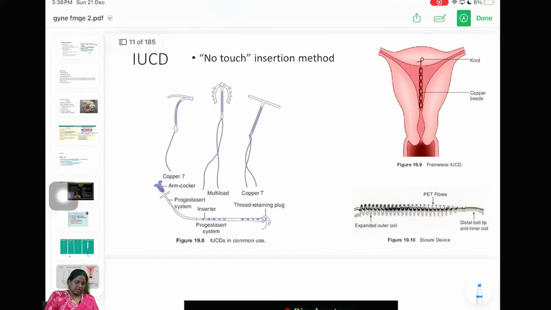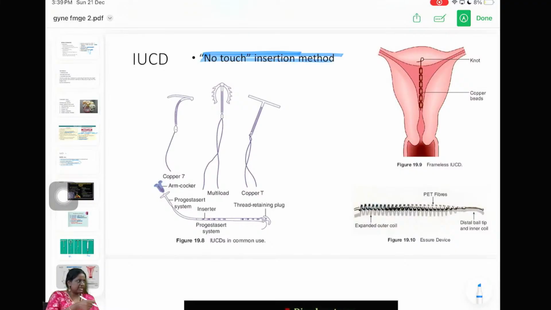So how will you insert copper T? By the no touch technique. No touch technique is the insertion method. That is, you should never touch the copper T. Whatever you are keeping inside the uterus or inside the endometrial cavity should never be handled by hand. It should always be sterile. So you should not touch the copper T.